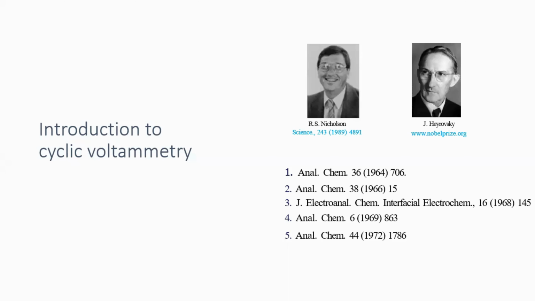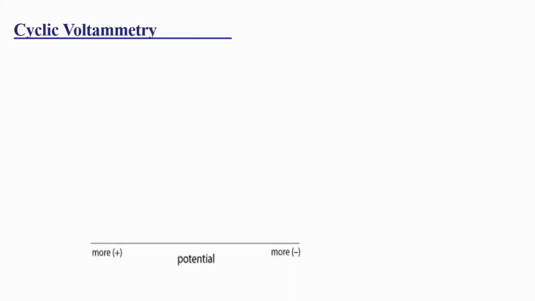First, he published a paper in Analytical Chemistry in 1964. Then he published a series of papers. In particular, his main aim was to calculate the electron transfer kinetics and redox reaction mechanism using cyclic voltammetry. All these things gave birth to the concept called cyclic voltammetry.